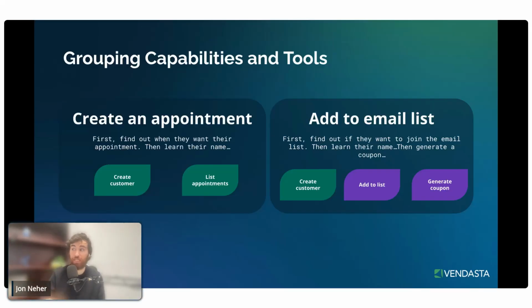This helps the AI know that the capability and the tool are connected. So there's no harm in having create customer as a tool in the create an appointment capability and in the add to email list capability. If the AI needs to use it, it will. And that's great.